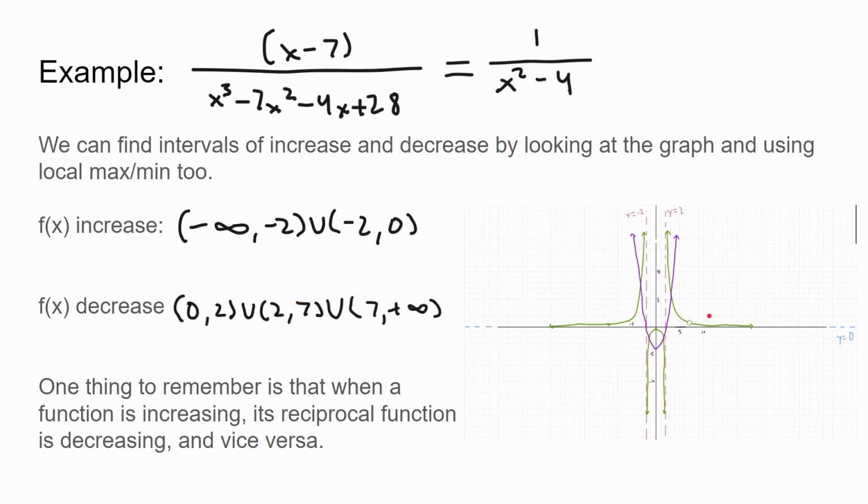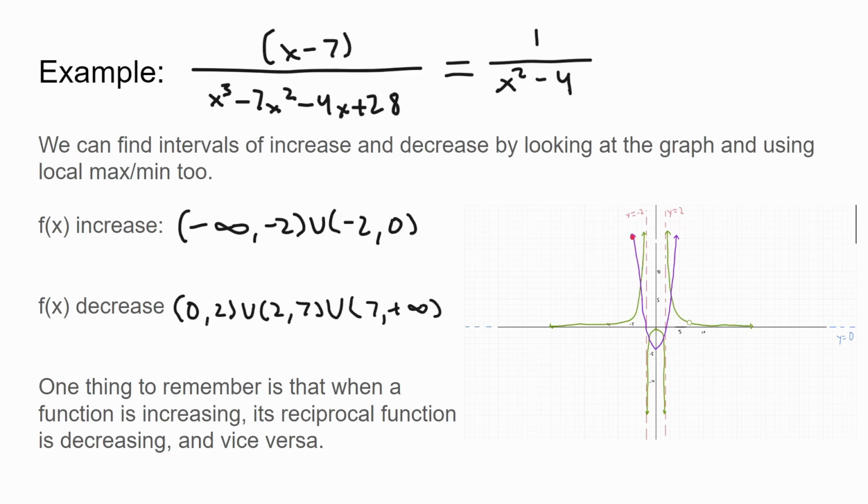So from 2 to 7, and then from 7 to positive infinity. So from 0 to 2, from 2 to 7, and from 7 to positive infinity, it is constantly decreasing. One cool thing to remember is that when a function is increasing, the reciprocal function is decreasing, and vice versa.